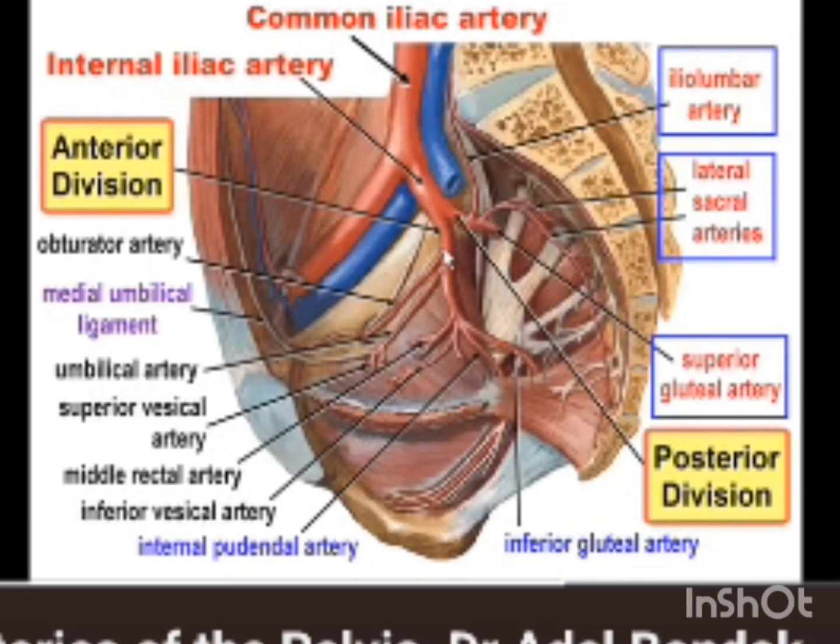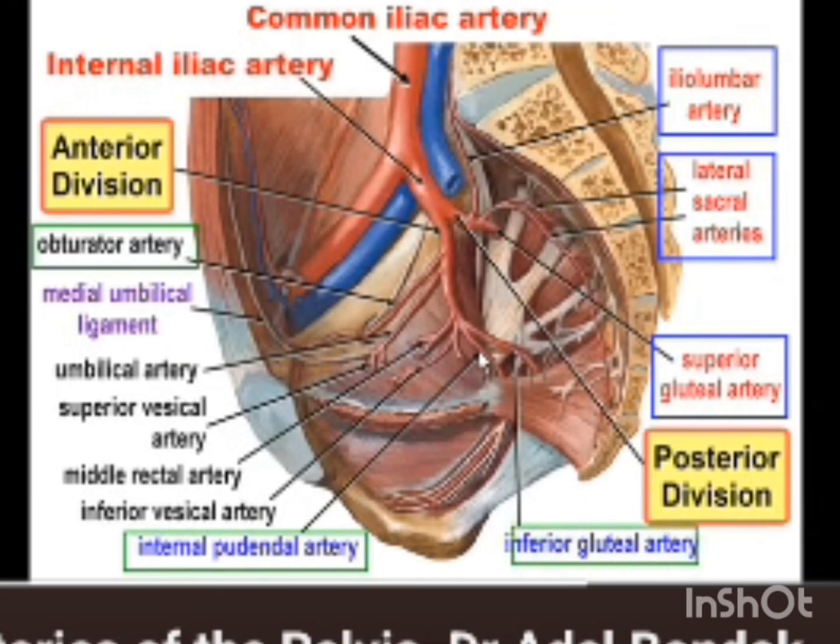Anterior division gives parietal branches and visceral branches. Parietal branches: obturator artery, this is the first one, and the second one is the internal pudendal artery and the inferior gluteal artery. The visceral branches, this is the first one, umbilical artery.